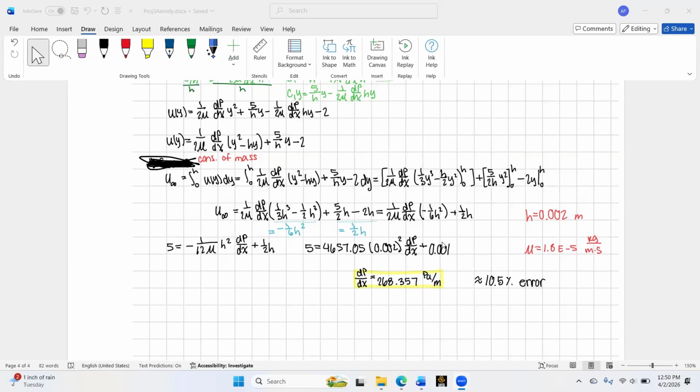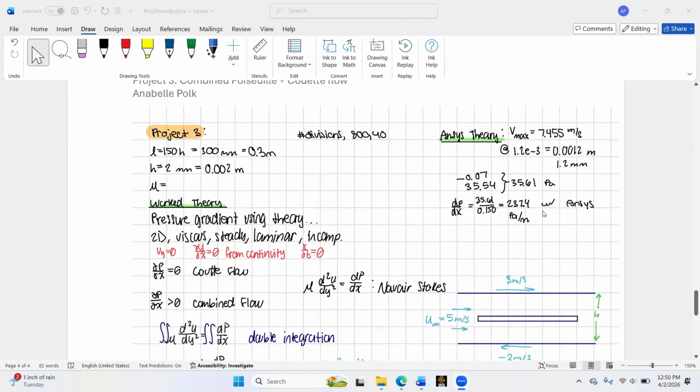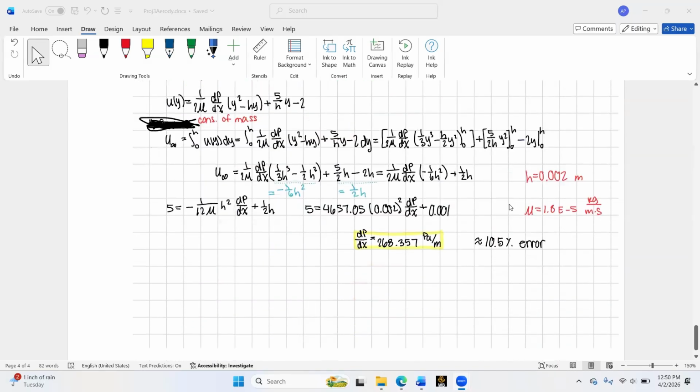Plugging this in, we can finally solve for dpdx, and we see that our pressure gradient solved through theory is 268.357 pascals per meter, as compared to when we solved it through ANSYS, which was 237.4 pascals per meter. This is going to give us roughly a 10.5% error.